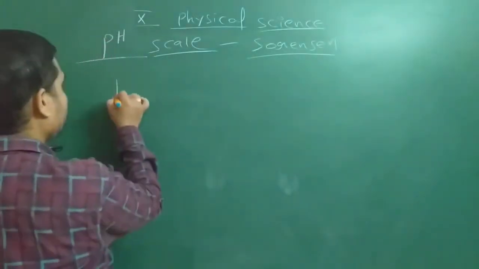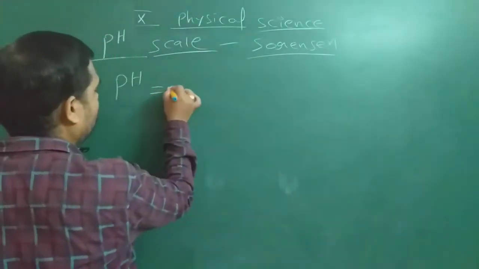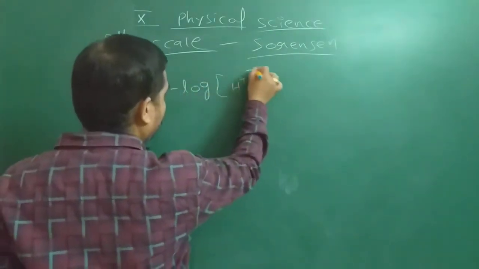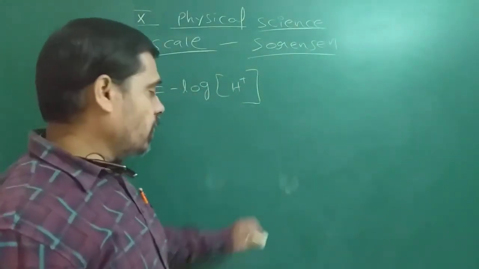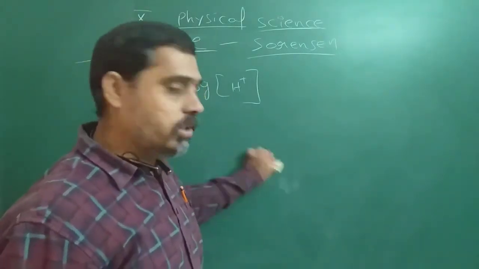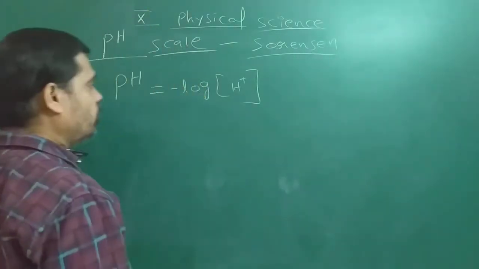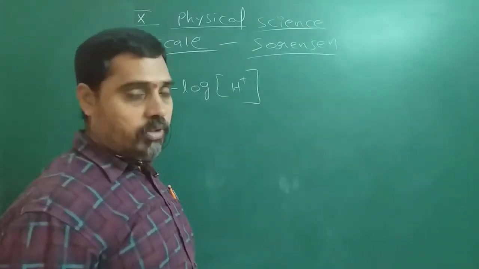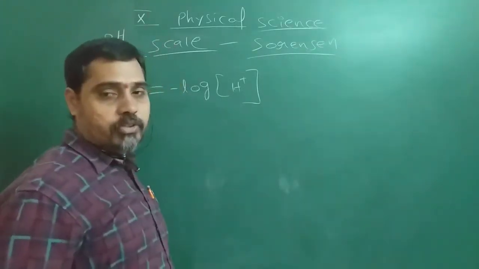Then how to calculate pH values? pH is given by the formula minus logarithm of H plus ion concentration. Suppose if they give the H plus ion concentration in a solution, then we can calculate the pH value.